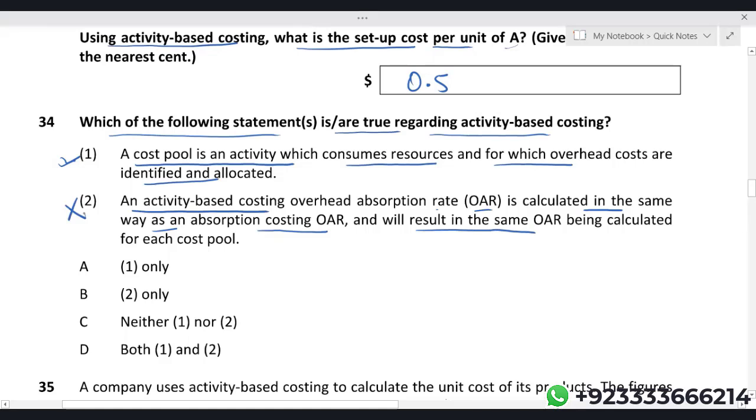Obviously, if statement number 2 is correct, then there's no need of the ABC at all. The main objective of developing ABC is fair allocation of overheads. Even though we know that total overheads will not change, definitely the allocation per product will change. So it cannot be the same. So only statement 1 is correct.